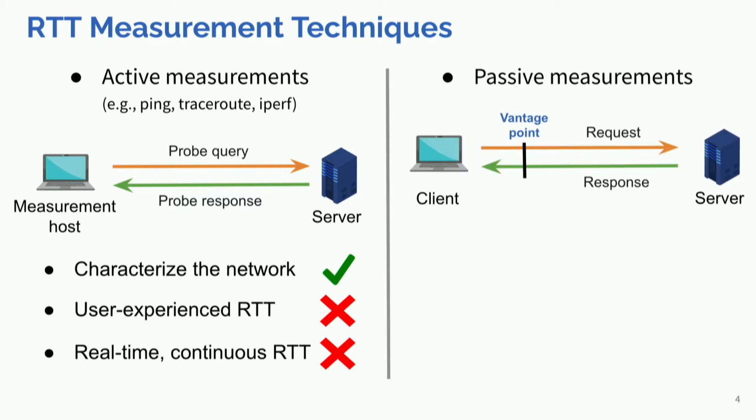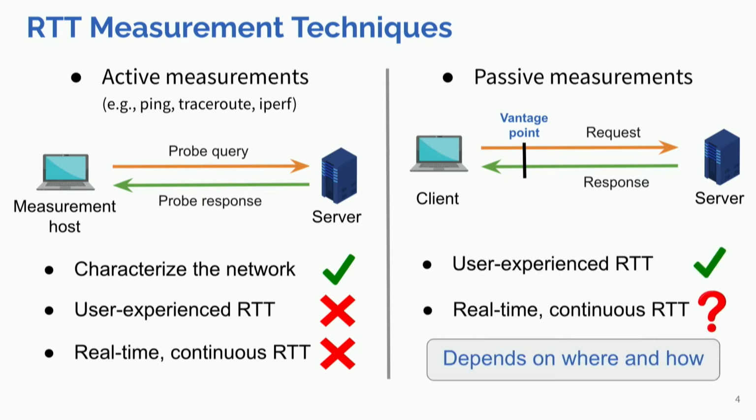The other option is passive measurements, and here you let the client and server talk to each other as they would normally, but you measure RTTs at a certain vantage point between the client and the server. And this is great for user-experienced RTT, we get that, but to get real-time and continuous RTT, we have to do the passive measurements in the right place and in the right way.